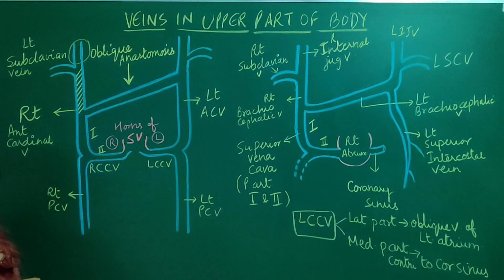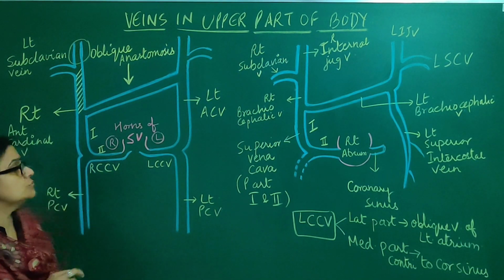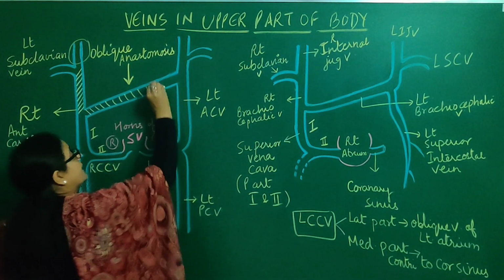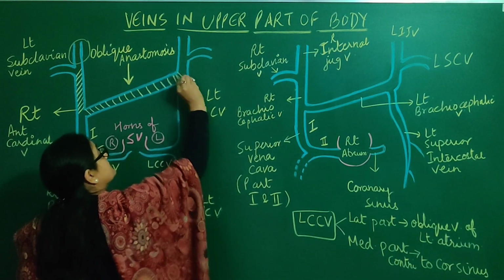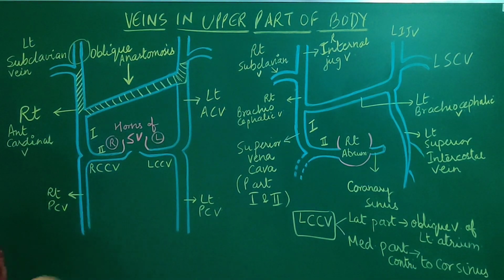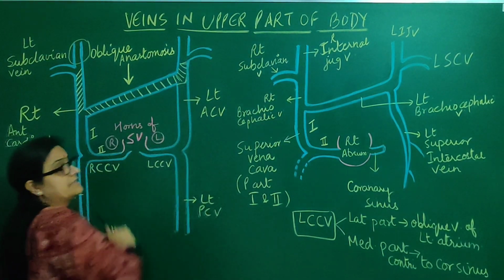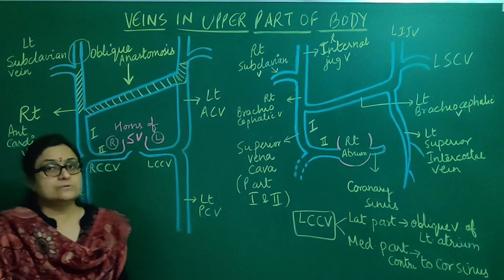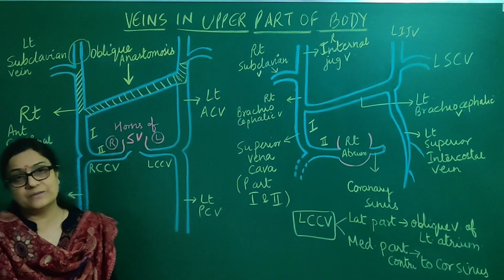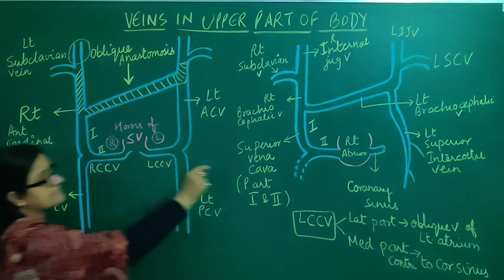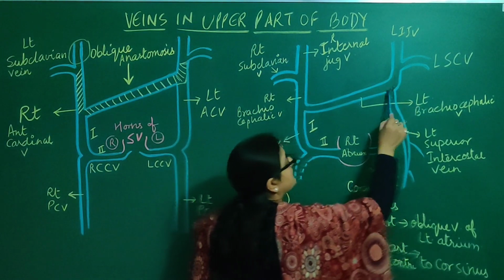Now what about the left brachiocephalic vein? Right has only one derivation, but the left one develops from two sources. What are these two sources? The oblique anastomosis itself, the entire oblique anastomosis, plus the part of the left anterior cardinal vein between the attachment of the anastomosis and the subclavian vein. This part of the left anterior cardinal vein will also be included in the development of the left brachiocephalic vein. That is why it is longer. So if we sum up again, we can see here this will form the left brachiocephalic vein.